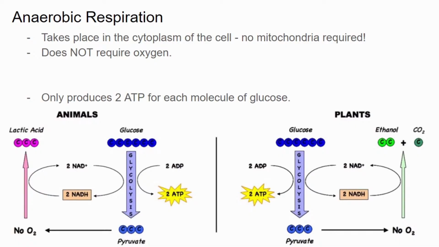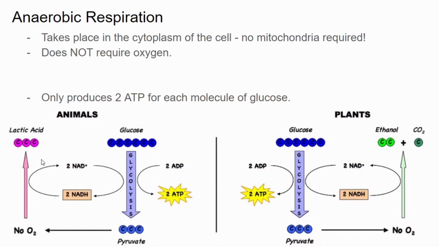In animals, we have the glycolysis reaction occurring in the cytoplasm, where glucose is turned into pyruvate. Again, this generates 2 molecules of ATP. As a result, pyruvate is then broken down to lactic acid, so we have lactic acid produced. And we've all heard of lactic acid.